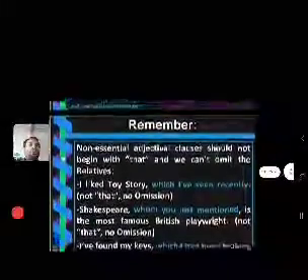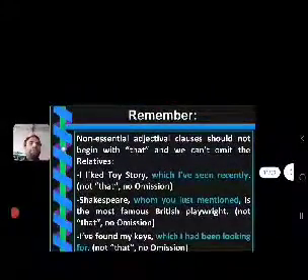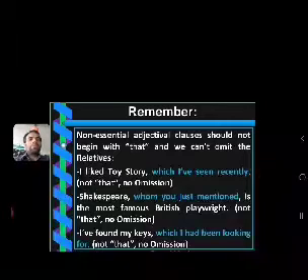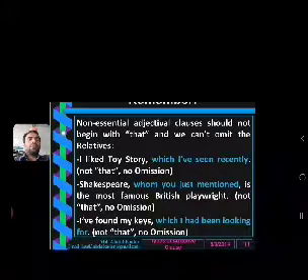So remember, here some important points are given. Remember these things while learning adjective clauses. Non-essential adjective clauses should not begin with that. Remember that. And we can't omit the relative pronouns, which means WH words. For example, I liked Toy Story, which I have seen recently. Not that, no omission. Here we should not use that, and which should not be omitted.